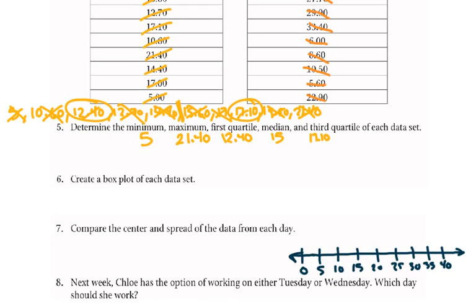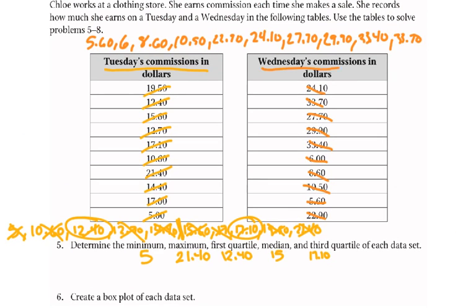Okay, then for Tuesday in our box plot here, I've got it down right here, minimum of 5, maximum of 2140, so like right about here, median of 15, third quartile of 1710, so almost halfway, and then 1240, so almost halfway, would look something like that. Okay, then we do Wednesday.